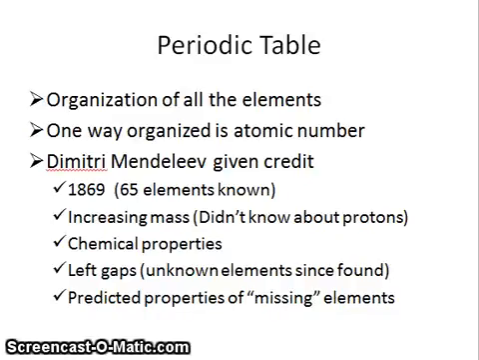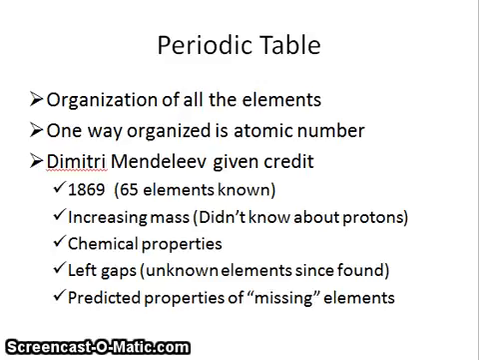The periodic table is the way we keep the elements organized. They are organized on the basis of their atomic number, or the number of protons an atom has. Dmitry Mendeleev is given credit as being the first to organize the elements in this way, though many changes have been made through the years.